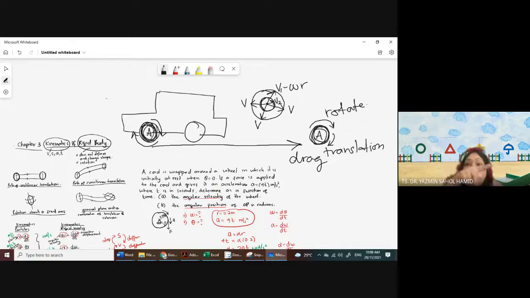So tayar kereta tu berpusing dan dia translate. Tapi tayar ni dia translate dalam arah rectilinear lah, straight line lah. Okay, rectilinear. Ni satu contoh. So tak susah kinematics of rigid body. So I rasa you all dah boleh bayangkan dah nanti bila you all belajar kinetics macam mana.